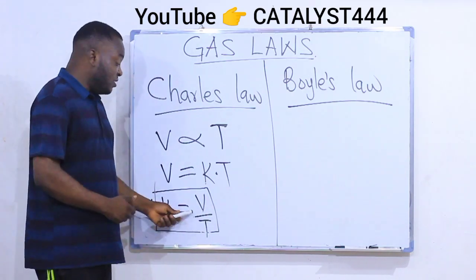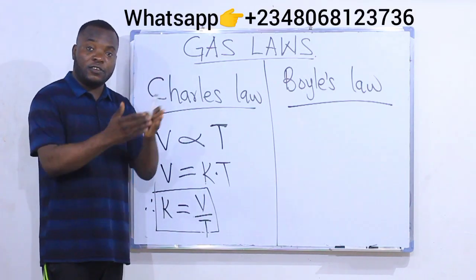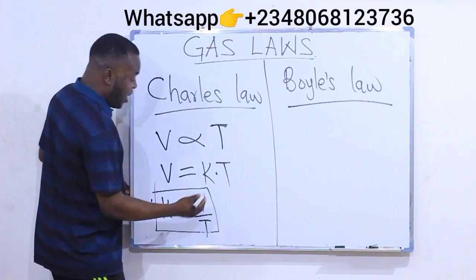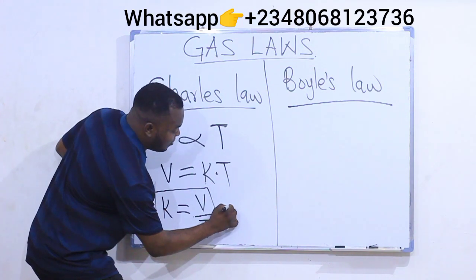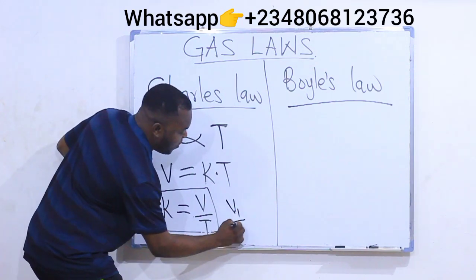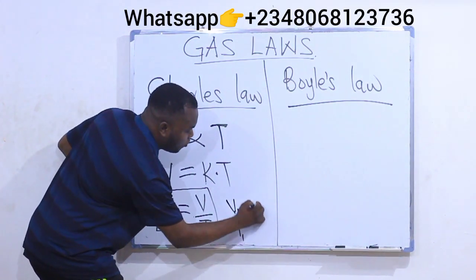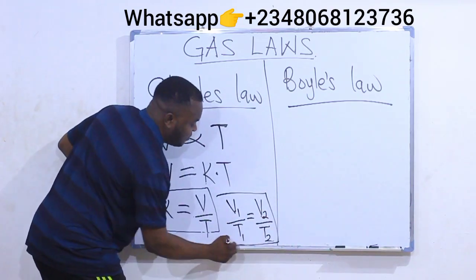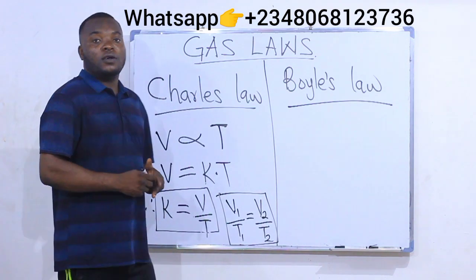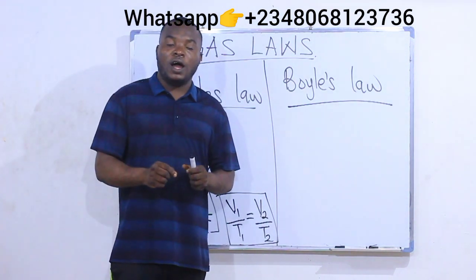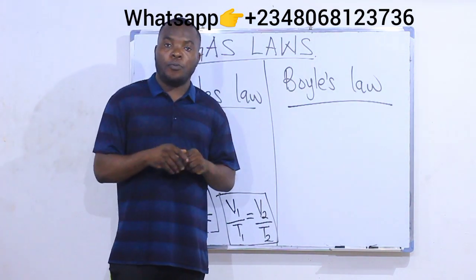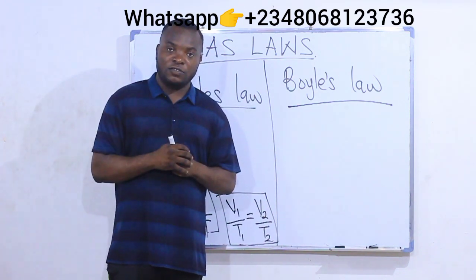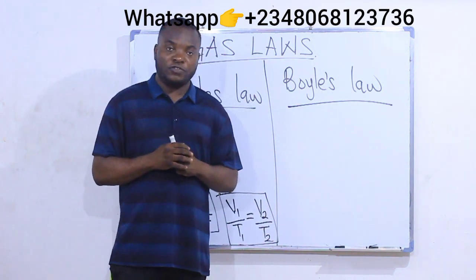Now, we compare this with two different volumes and different temperatures at different stages. That will give us V1 divided by T1 is equal to V2 over T2. That is Charles' law. The temperature and volume are directly proportional to each other, which means as temperature increases, volume increases, as long as the pressure is kept constant.